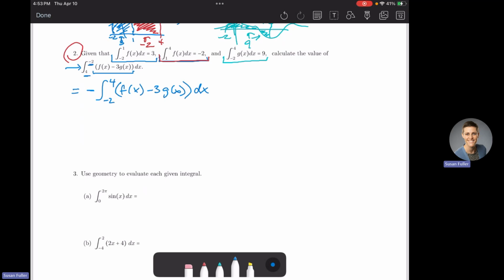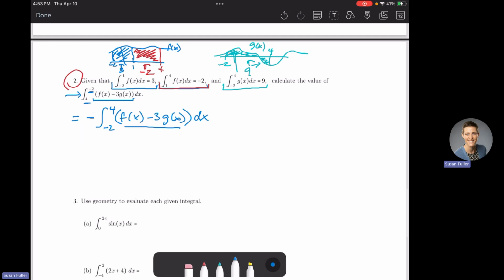Okay, now to figure this out, I don't know what this whole function looks like, but I know what the pieces look like. I've got information about f of x and g of x separately. So we want to separate this into two integrals. It's going to be the negative of all of this, and I'm going to separate this into two integrals: the integral from negative 2 to 4 of f of x dx minus the integral from negative 2 to 4 of 3 times g of x dx. Right, I can split that up into two pieces.